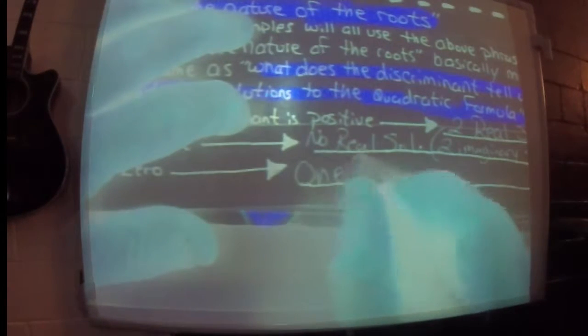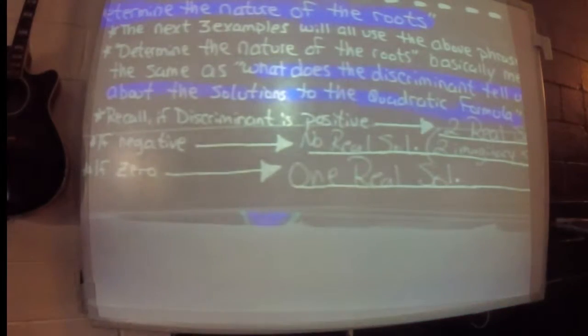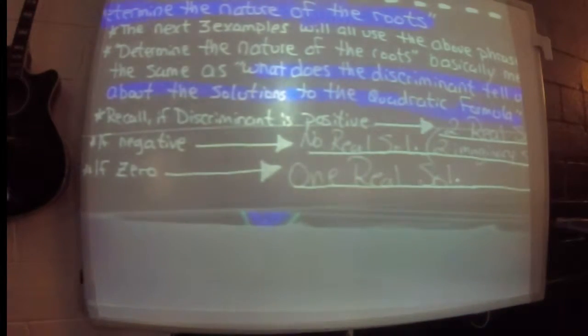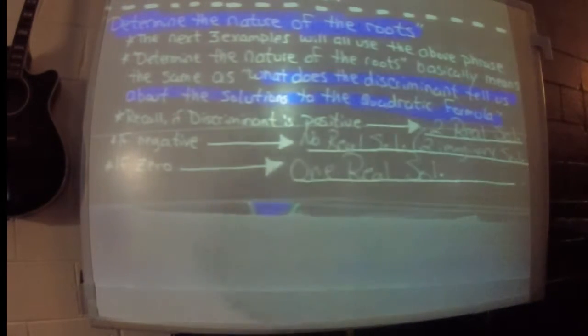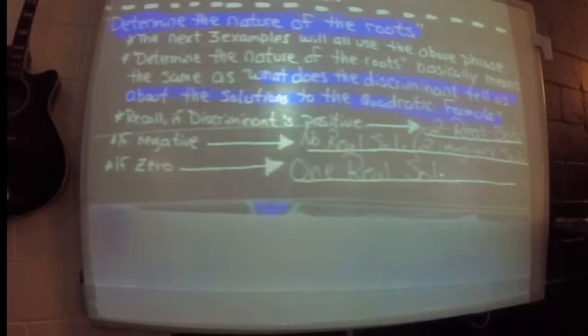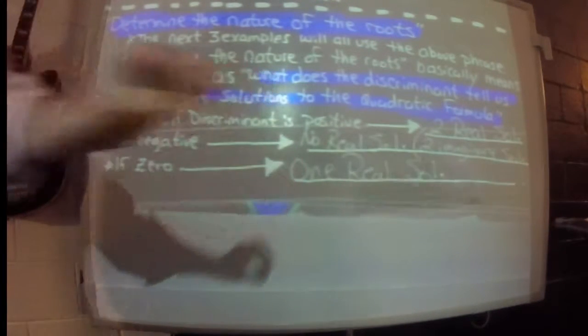So what's happening when they say determine the nature of the roots? They're not saying find the answer. They're just saying how many answers would you get? And the discriminant will tell you. If it's positive, you're getting 2. If it comes out negative, you aren't getting any real solutions. And if the discriminant comes out 0, you'll actually just get 1.